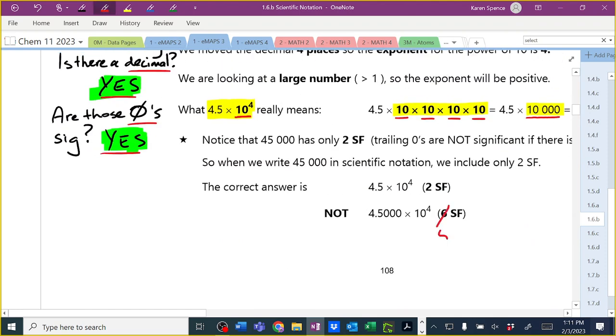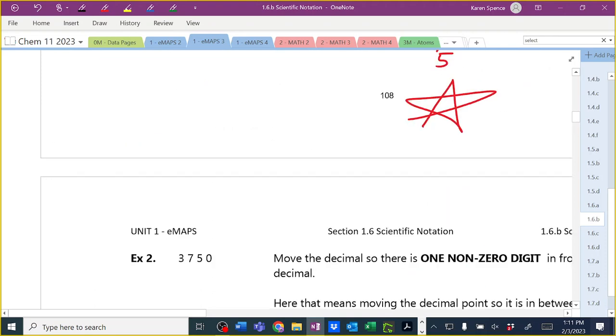Let's just say 5. Anyway, put a big star there so I remember to change it. Okay.